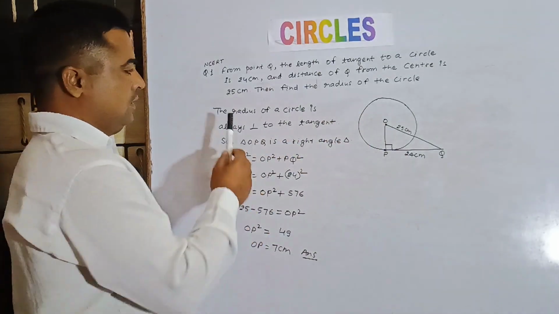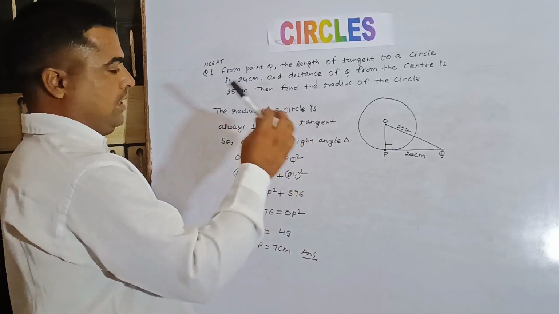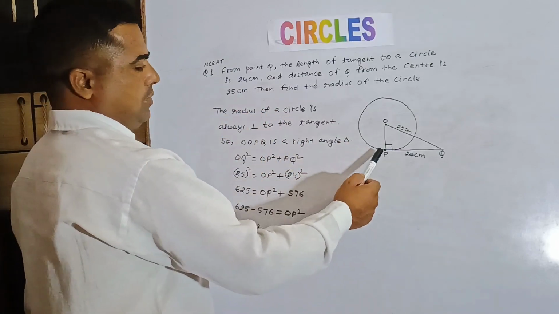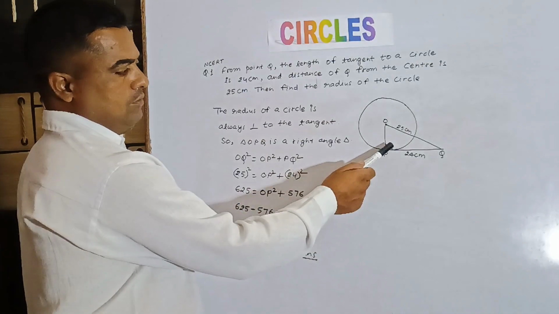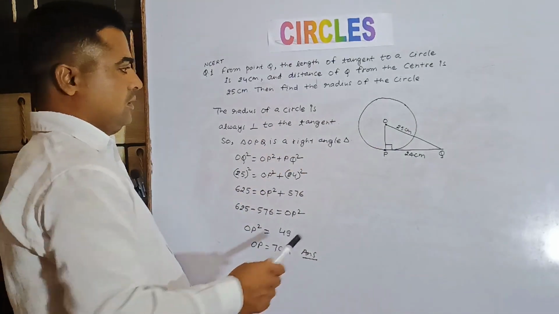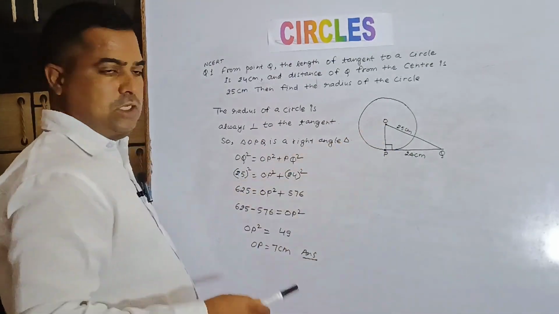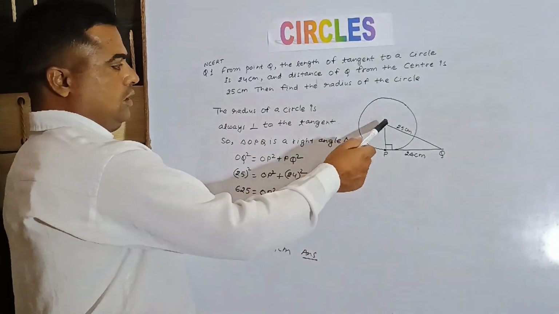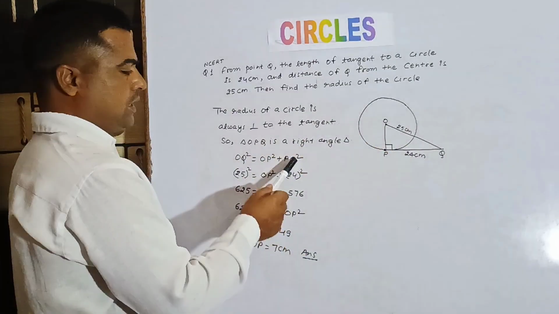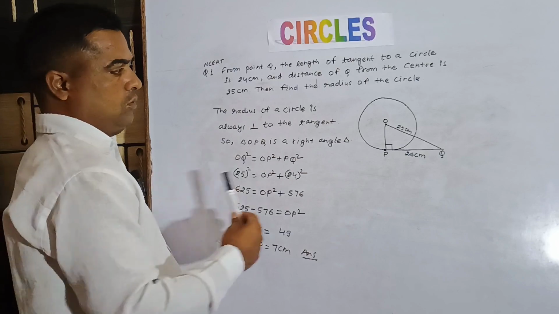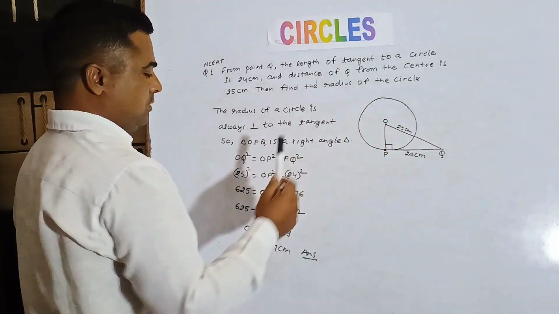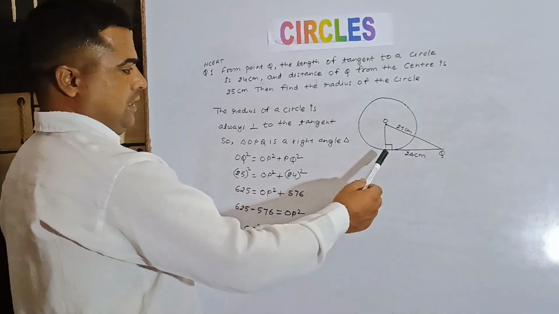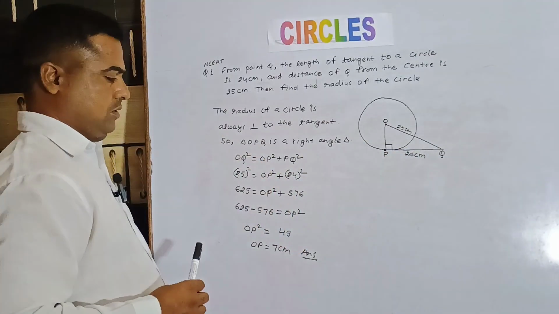Students, we know very well the radius of a circle is always perpendicular to the tangent. Meaning OP is perpendicular to PQ, so this angle will be 90 degrees. Now this is a right angle triangle. We can use the Pythagoras theorem here. So we are writing OQ square equals OP square plus PQ square. Students, what is the value of OQ? This is 25 square. OP we have to find, and PQ is 24 centimeter.